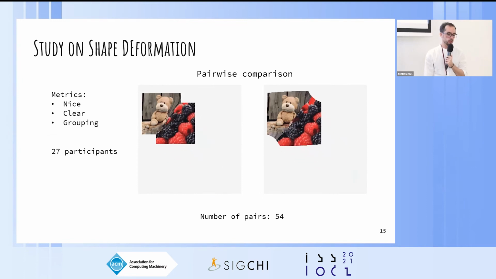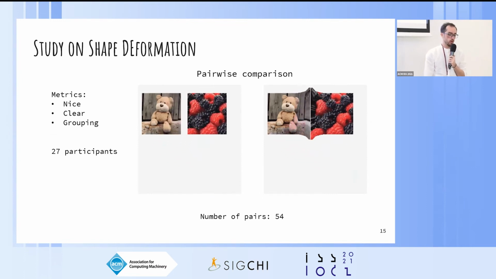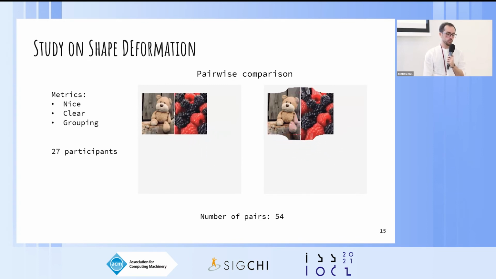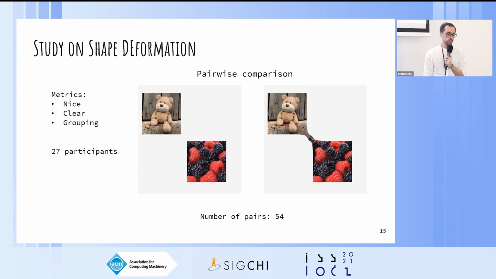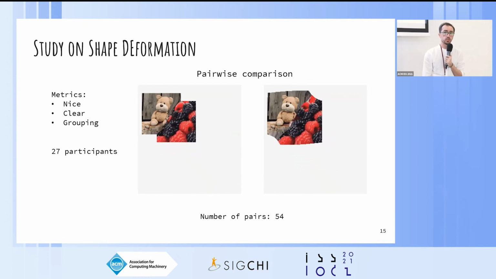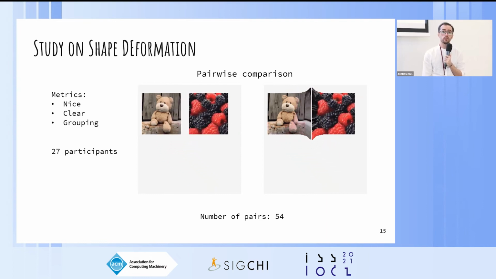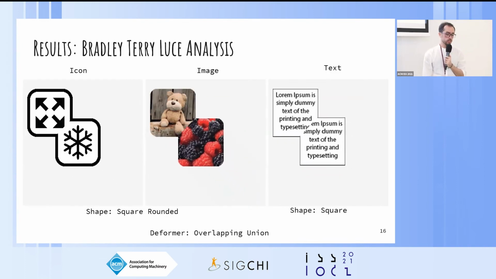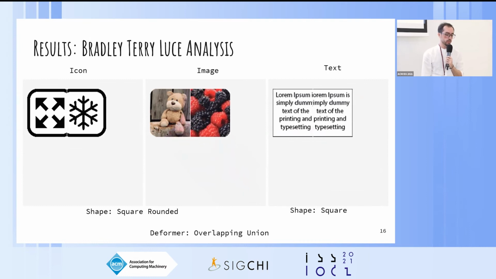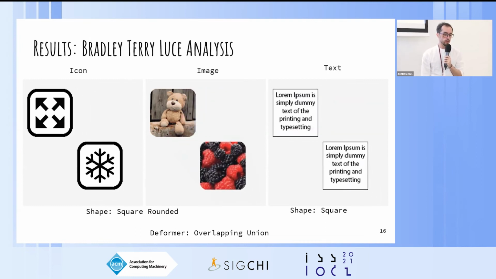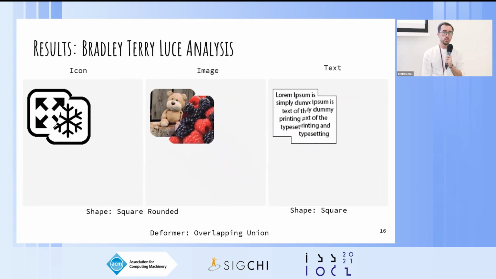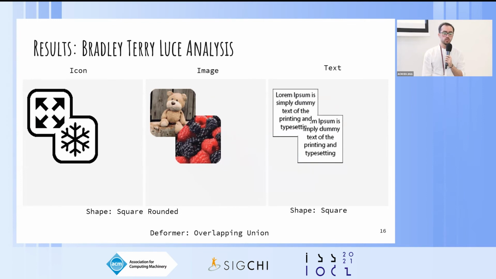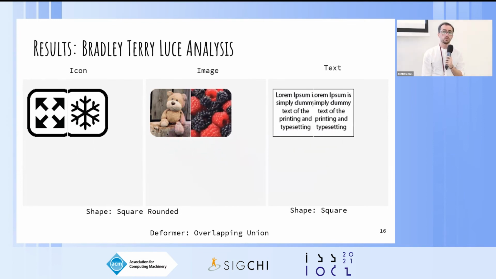We asked 27 participants to make a pairwise comparison. We asked which deformation is nicer, clearer, and more associated with the group. We did this for 3 shapes, 4 content types, and 4 deformations. Overall, we had 54 pairs of animation. We made a statistical test for the pairwise comparison. The results show that for icons and images, participants preferred square with rounded corners, and for text simply square. For all types of content and shapes, overlapping union deformation is preferred.